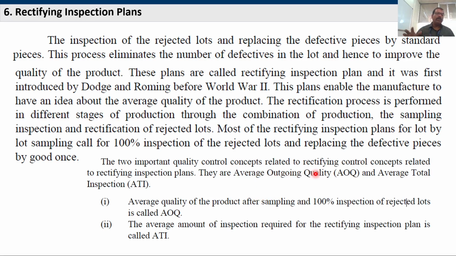So average outgoing quality is mostly 100. And how many inspections you are doing for the rectification inspection plan. For example, as I said, in acceptance sampling 3% are defective. How many products or what amount you are discussing, that is called your average total inspection, ATI. Okay.